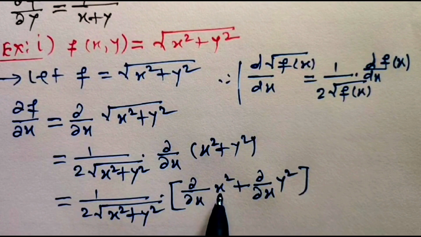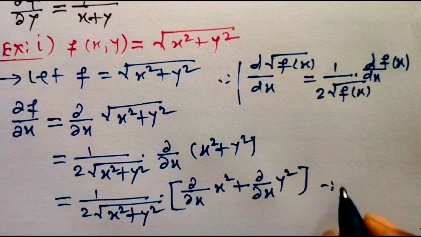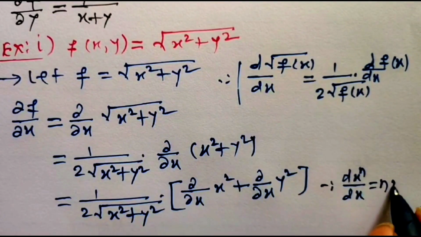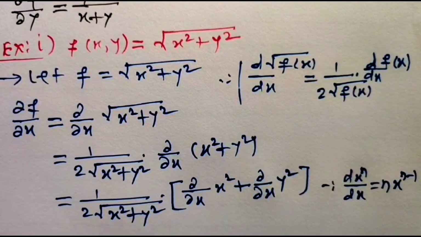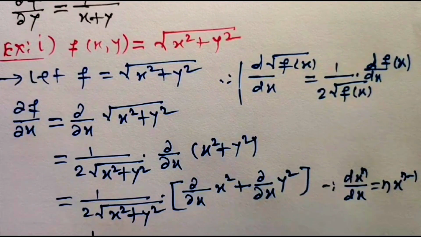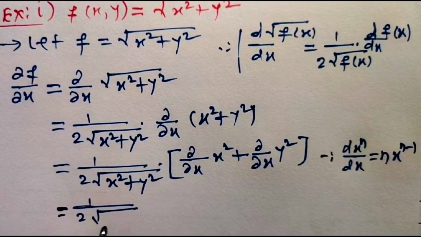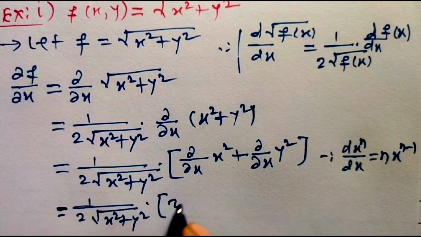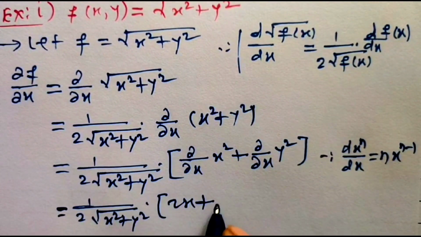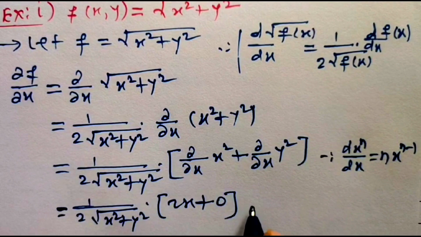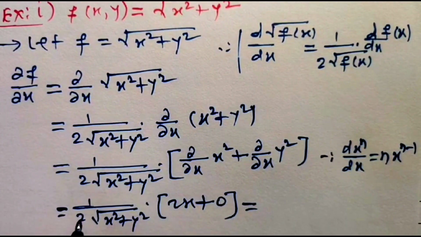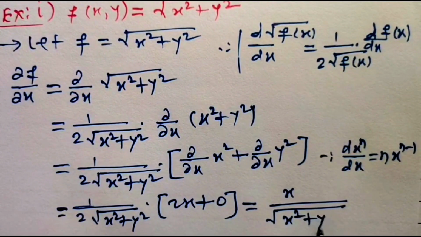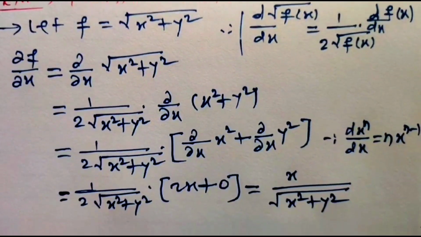And partial derivative of x square with respect to x. You know, derivative of x raised to n with respect to x is given by n into x to the power n minus 1. So this is equal to 1 upon 2 root x square plus y square into derivative of x square is 2x, and derivative of y square with respect to x is 0. Now this 2 gets cancelled with this 2, x upon square root of x square plus y square. This is partial derivative of f with respect to x.